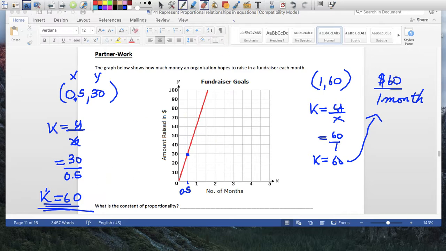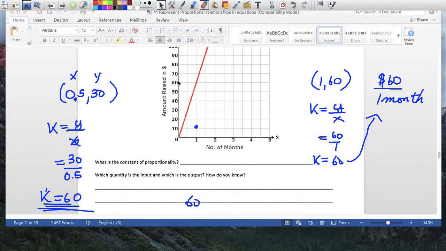So it doesn't matter what coordinate point you use, you will get the same constant of proportionality. But when it's already given to you very easily, 1 and 60, there's not much I need to do. So just by looking at the graph, I know that the constant of proportionality is 60.